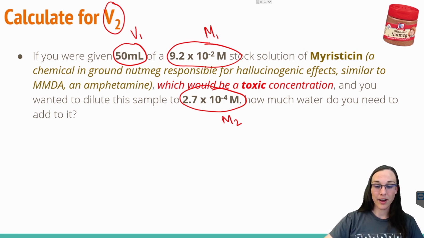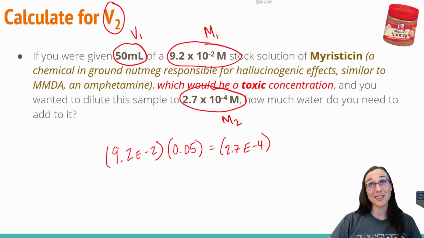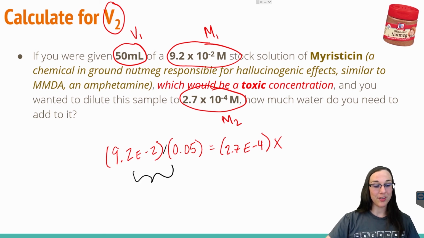So let's take our M1, 9.2, and I'm just going to put an E there because that's how I'm going to plug it into my calculator instead of that whole 10 to the negative 2 caret thing. E negative 2. Multiply by our V1. Again, make sure it's in liters, so move the decimal over 3 spaces for 0.05 instead. Set that equal to our M2, the 2.7, E negative 4, because that's how I'm going to plug it into my calculator, times X for our V2.